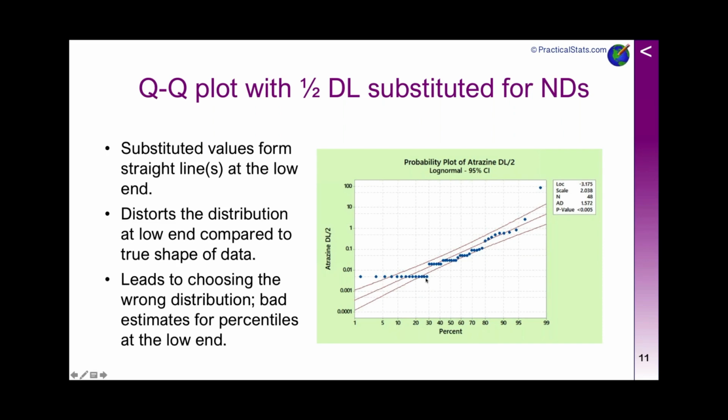And so the low end is really not accurate, and an evaluation of whether it fits the log normal or not is not accurate, because log normal or any other distributions don't have these flat straight lines in the data. We don't have data that are all exactly the same as each other in 30% of the values and all at the low end. So it leads you to choosing the wrong distribution and getting bad estimates for the percentiles, at least at the low end. And these kinds of things may also affect the mean and UCL and not give you good estimates of that as well.